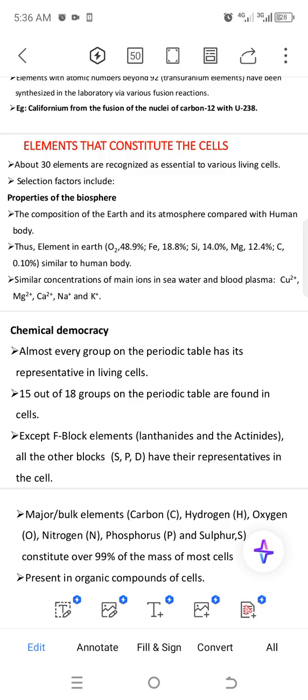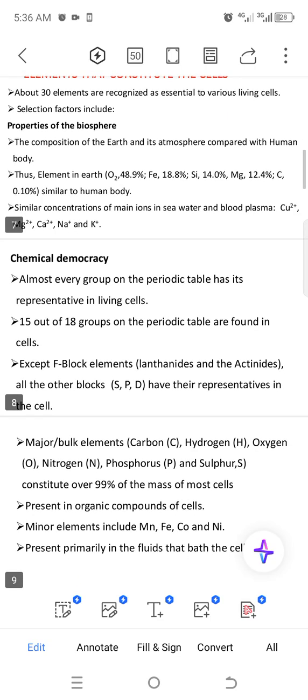which are essential to the body. So that's elements in earth. We have oxygen with 48.9%, iron with 18.8%, silicon with 14.0%, magnesium with 12.4%, carbon with 0.10%, similar to the human body. So these elements found on Earth, the oxygen, the iron, the silicon, magnesium, carbon, they are all similar to our human body.